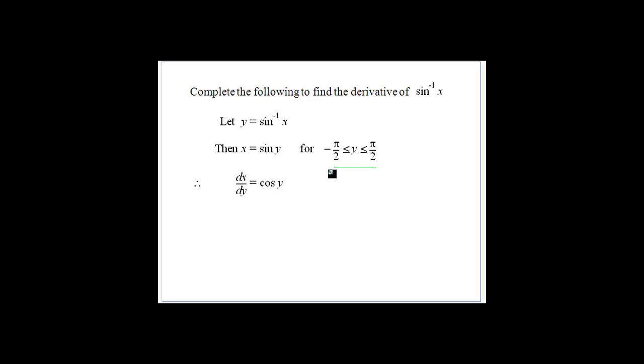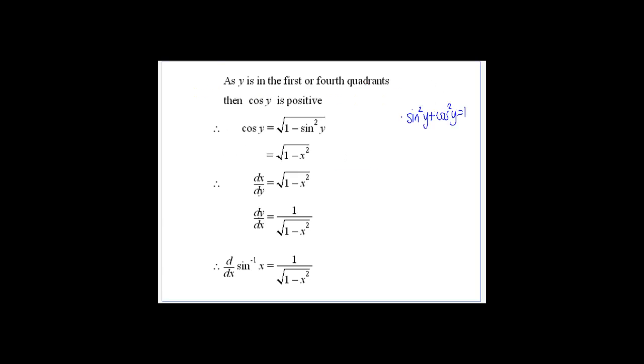So the derivative of x with respect to y is cos y. So when we do that then, cos y would be the square root of 1 minus sine squared y. And we get that from sine squared y plus cos squared y is equal to 1. And remember that we just defined sine y to be equal to x. So dx/dy could be written as the square root of 1 minus x squared. So dy/dx is 1 over the square root of 1 minus x squared. So there's our derivative of inverse sine of x.